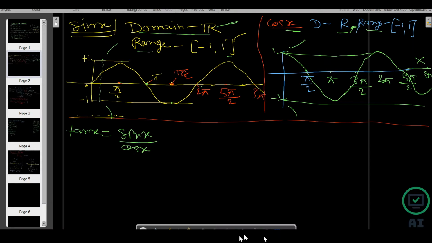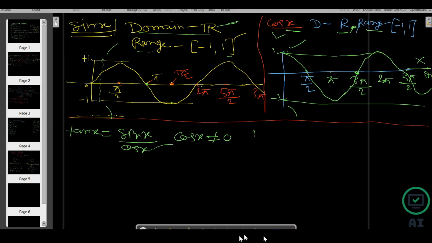So if tan x is sin x divided by cos x, that means cos x is not equal to 0 always, right? If it is 0, then tan x is not defined. So cos x not equal to 0. The meaning here is that wherever the cos x value is giving 0, this tan x is not defined. So at the value of pi by 2, this tan x will not be defined. At the value of 3 pi by 2, if you see this graph of cos x, at pi by 2 it is giving 0, at 3 pi by 2 it is giving 0. So wherever cos x is giving 0, this tan x is not defined. So we'll see in this graph.